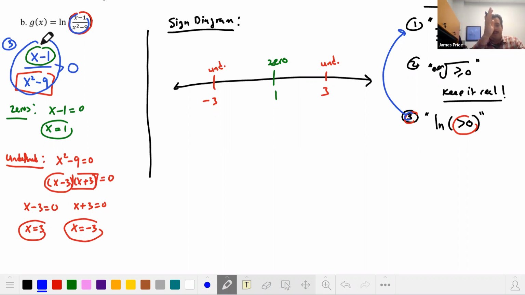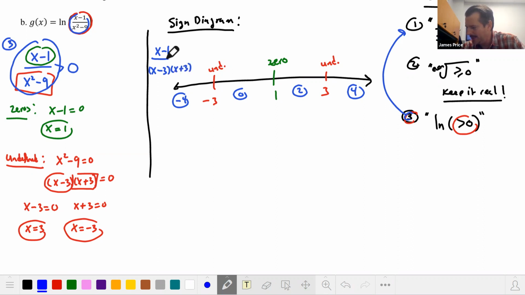So now we can test a point to the left, in between, and to the right, to see if it's positive or negative. Here we'll choose -4. We'll choose 0 because that's a nice point between -3 and 1. We'll choose 2, a nice point between 1 and 3, and then 4 because it's a nice point to the right of 3. And we'll plug these into this rational function, x minus 1 over x squared minus 9, and just see what happens. I like the factored form, x minus 3 times x plus 3, it's just easier to plug into. Actually, it's not that much harder to plug into x squared minus 9, but let's just do it.